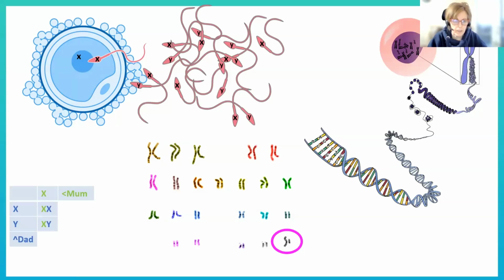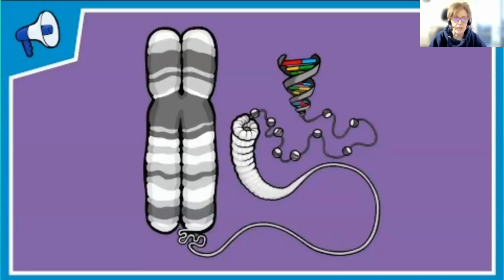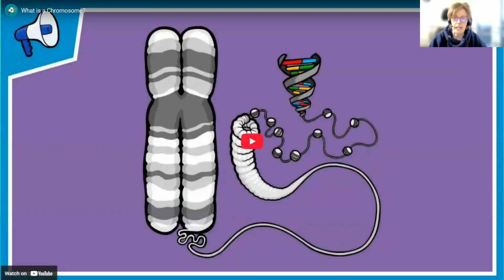When the sperm meets the egg, the nuclei fuse. That means the nucleus of the egg joins together with the nucleus of the sperm. They fuse together, and those 23 chromosomes from mum plus the 23 chromosomes from dad make up a full set of 46 chromosomes in that newly formed cell, which we then call a zygote. So the egg will always have an X, and the sperm may have an X or a Y, and that determines the sex of the zygote.